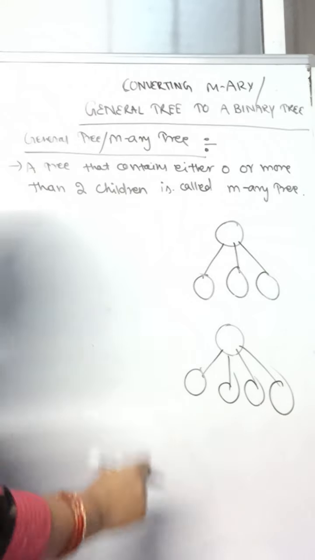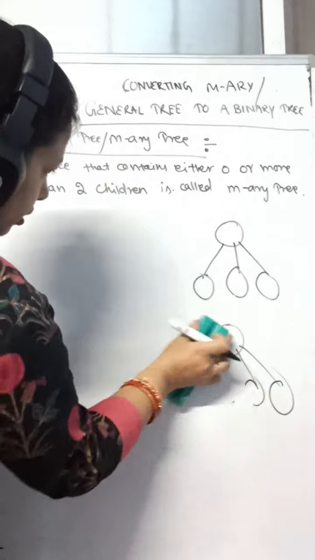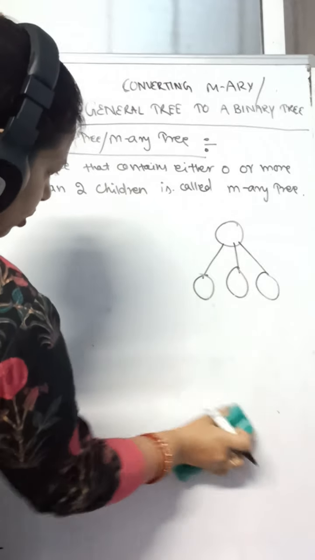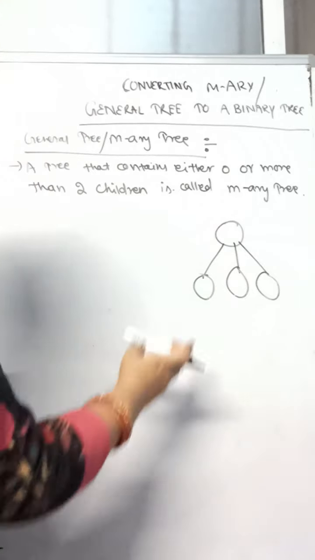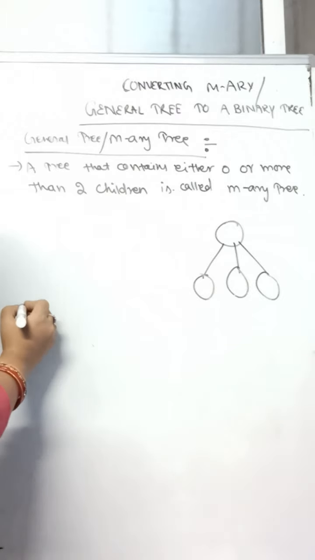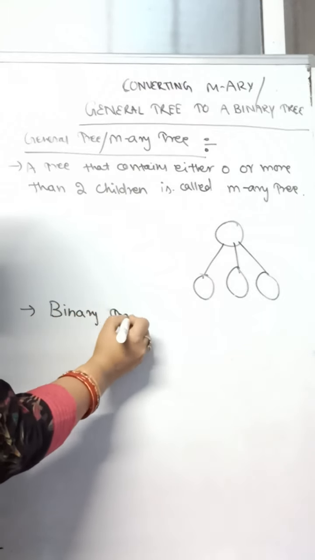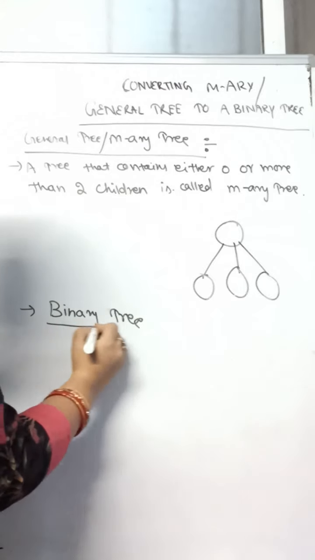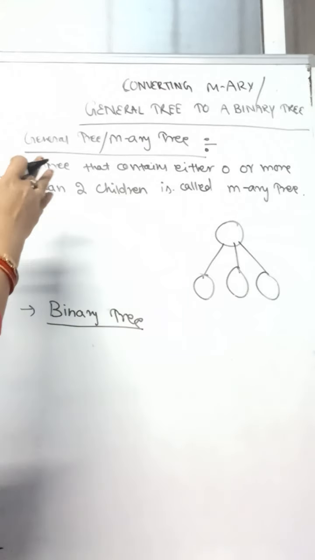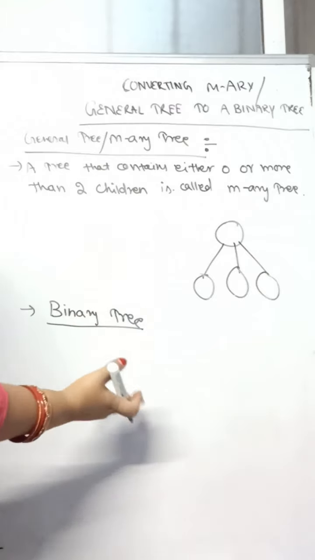So this is the example of an M-array tree. It contains multiple nodes or multiple children. So what is a binary tree then? You should know what a general tree or M-array tree is, then what a binary tree is, and only then can I convert your general tree to a binary tree.